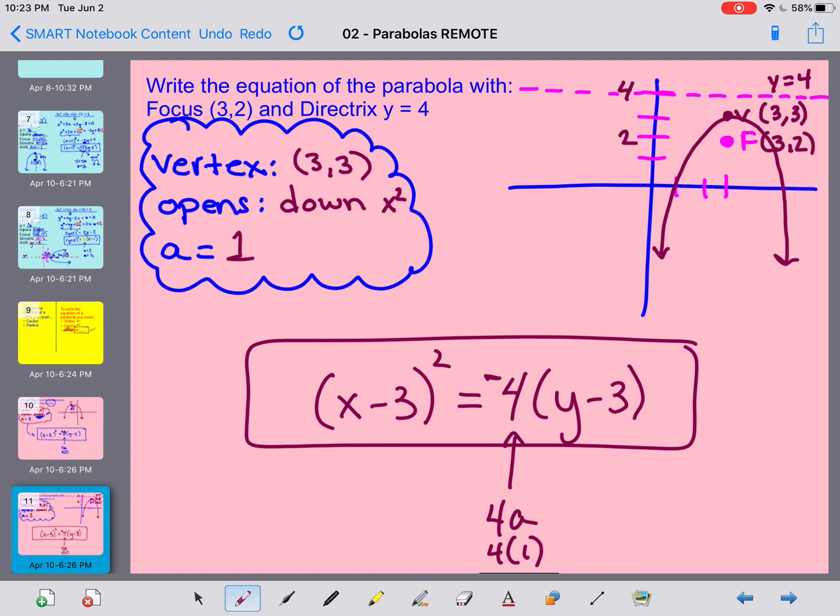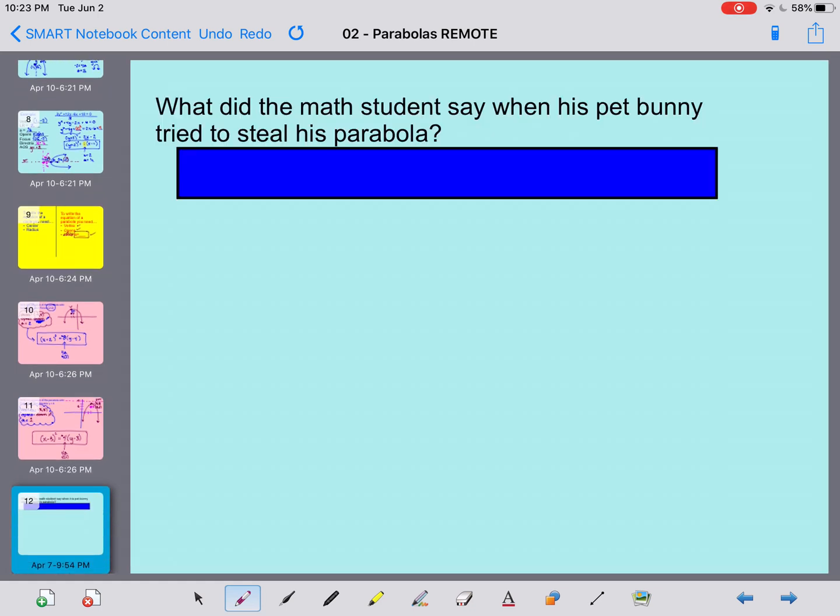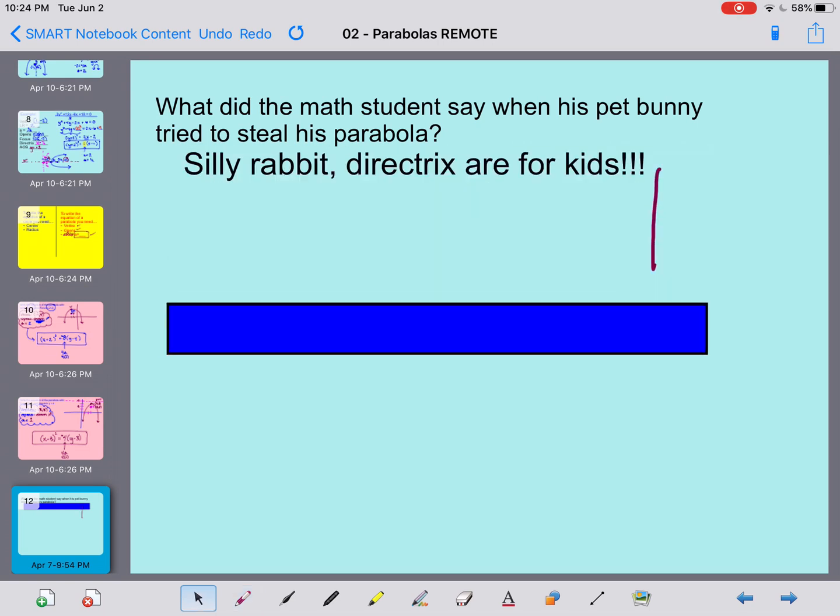And to make it all better, I'm going to give you an awesome joke right now. What did the math student say when his pet bunny tried to steal his parabola? I'm going to pause and let you pause the video if you want to and think about it. What did the math student say when his pet bunny tried to steal his parabola? Silly rabbit, Directrix are for kids. Get it? Because like tricks are for kids and a bunny and yeah.